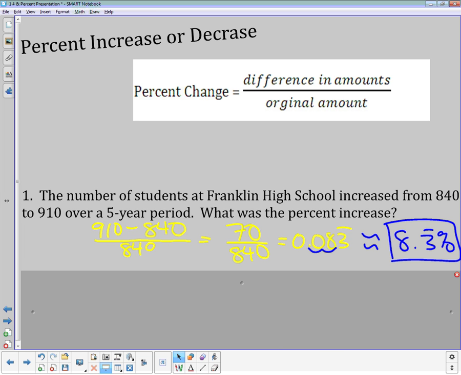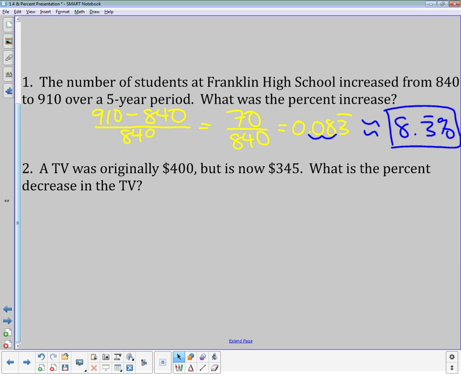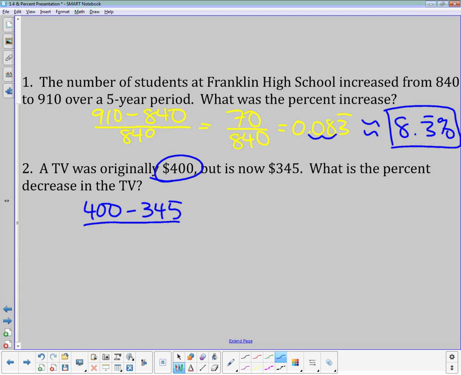Okay. In number 2, it says a TV was originally $400 but is now $345. What is the percent of decrease in the TV? So now I am looking at an original dollar amount of $400 and is now $345. So I'm going to take the 400, subtract the 345 because that's my change in amounts. But this time my original one was the bigger one because it started higher and it's going down. So it's divided by 400.